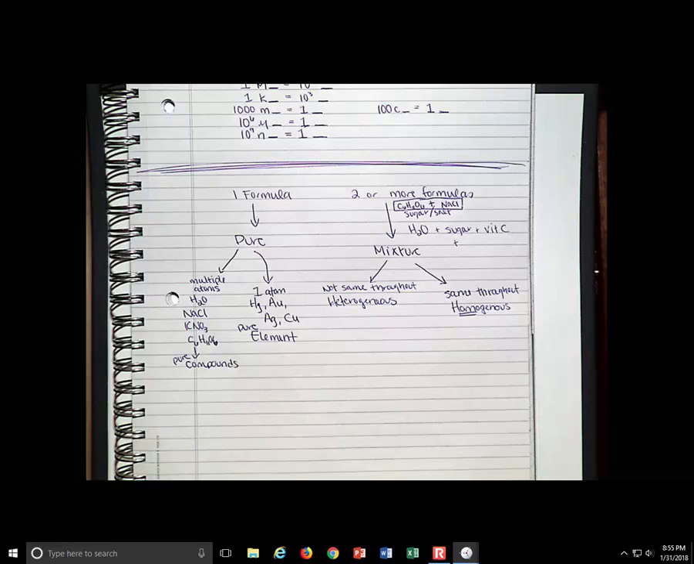And then we had chemical and physical properties. Chemical properties tell us how something reacts. So if it ignites, if it's flammable, that would be an example of a chemical property. Physical properties also like color, density.